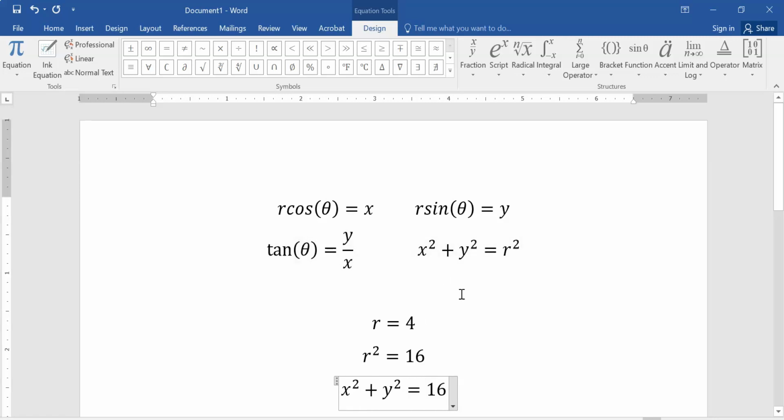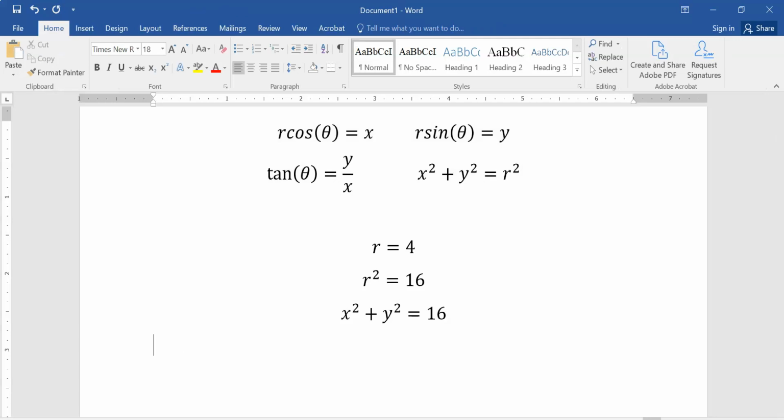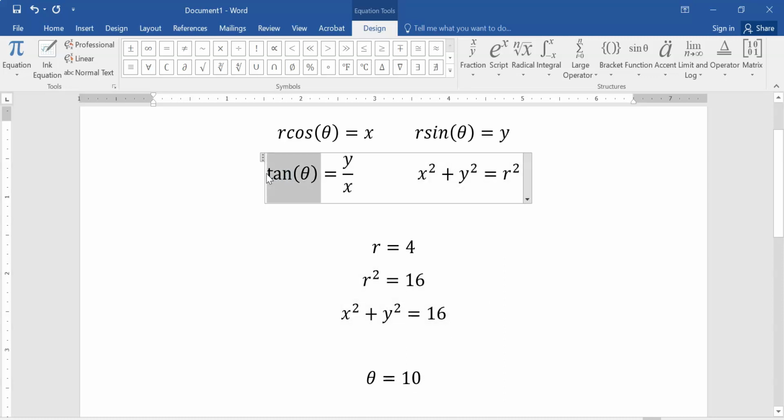So it's basically just a substitution using one of these things. Now that's a little bit more difficult if we have theta equals 10. If I have theta equals 10, well, the only thing I can really do is take a tangent of both sides.